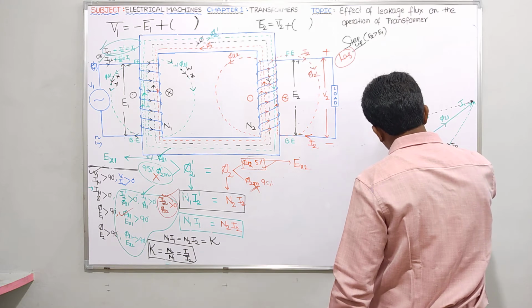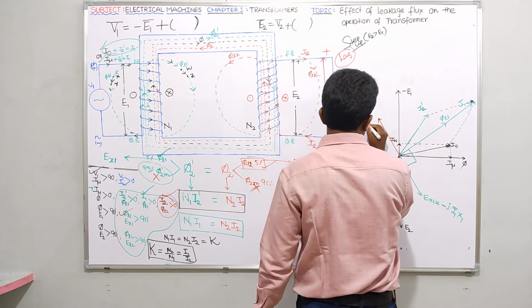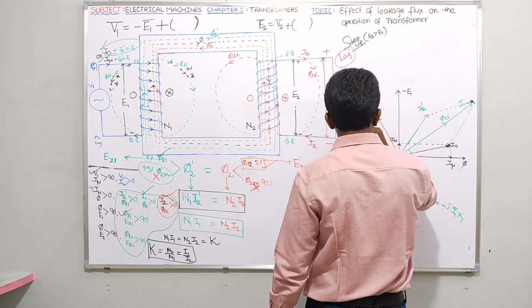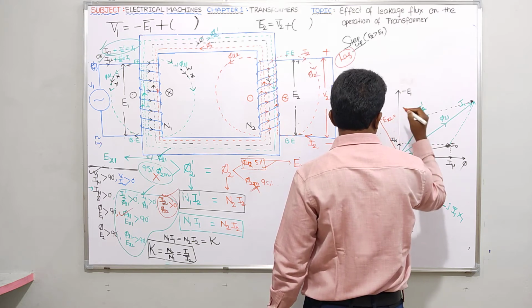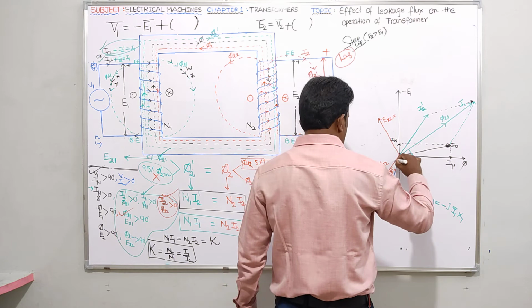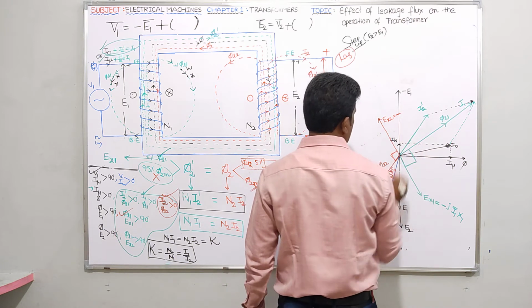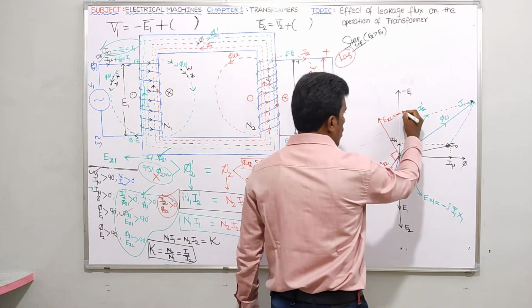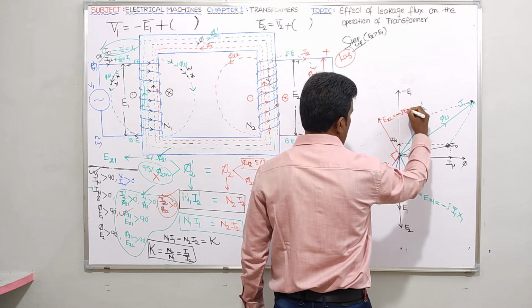I'll draw Ex2 here. What is the value? Please tell me. Ex2 lags pi L2 by 90 degrees, so let me write here: minus indicates Ex2 lagging. That's why this minus symbol indicates lagging. How much angle? 90 degrees. So let me indicate it as minus j, I2 bar, X2 bar.